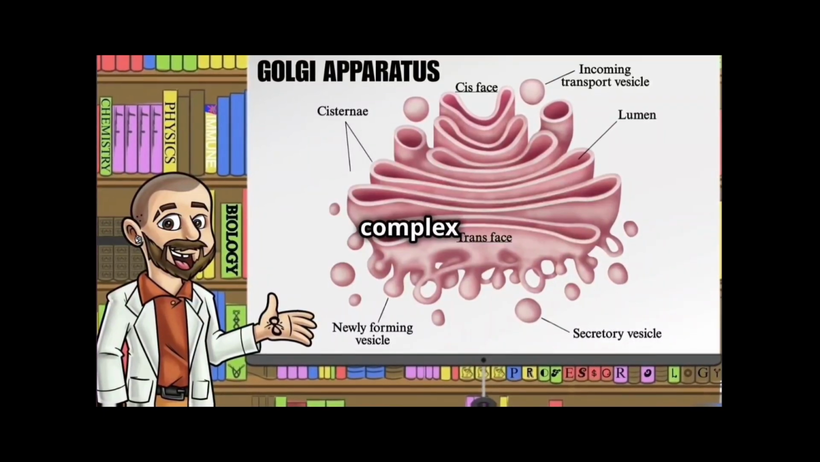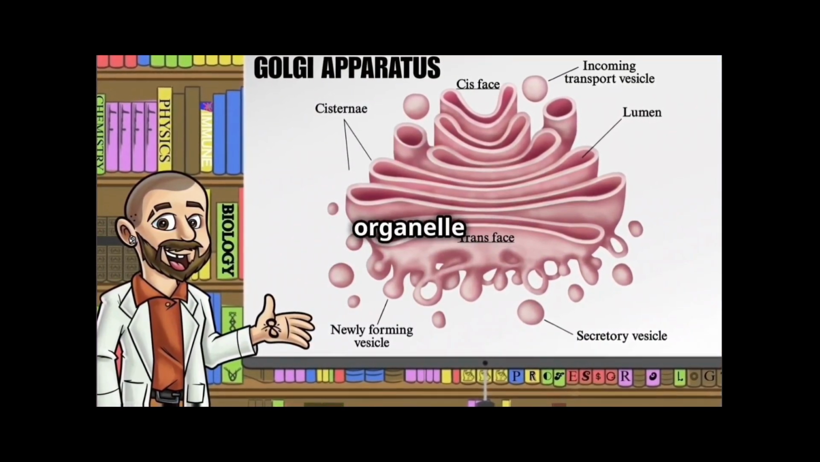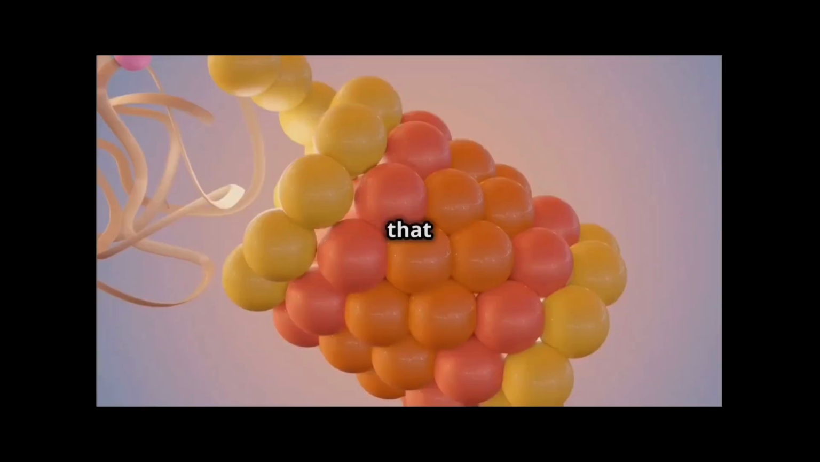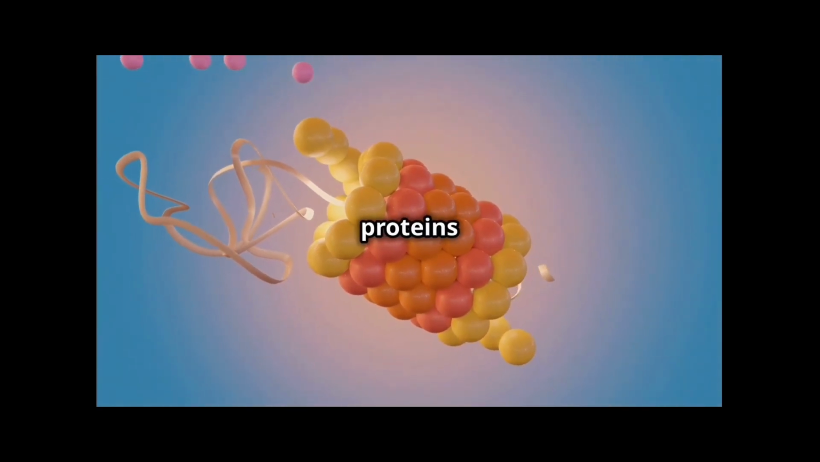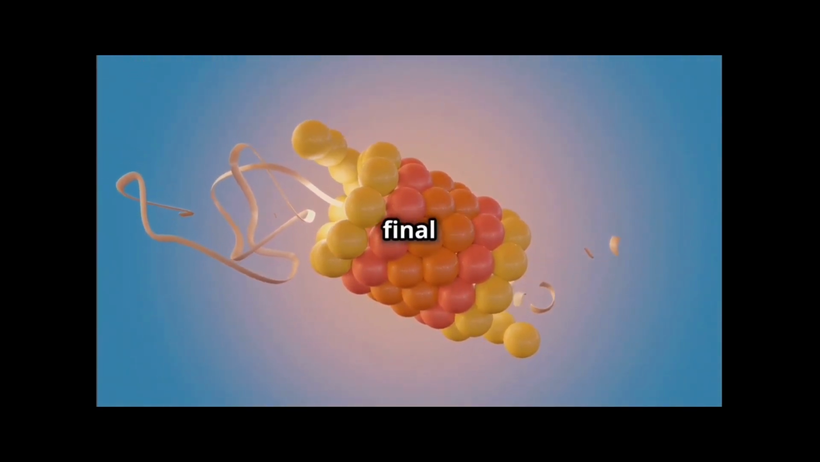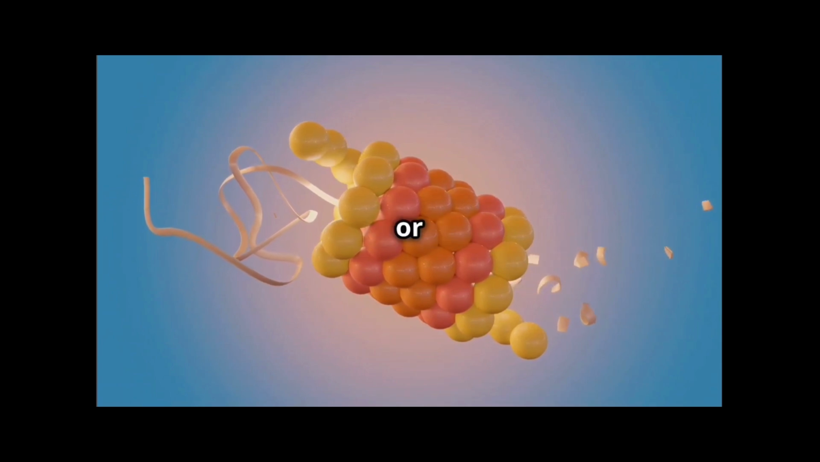The Golgi complex is a membrane-bound organelle found in eukaryotic cells that plays a crucial role in modifying, sorting, and packaging proteins and lipids for transport to their final destination within or outside the cell.